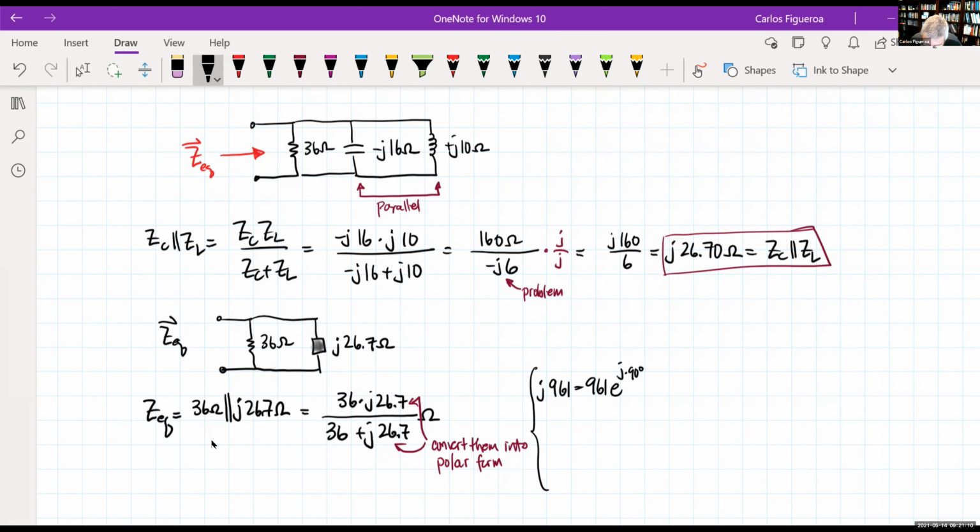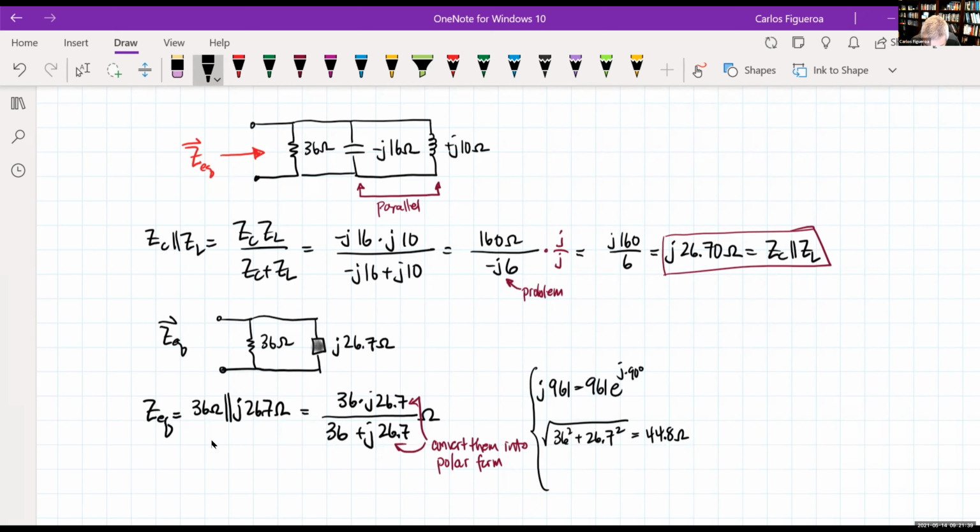We have to get the second one. So the second one, let's do this in polar form. Remember, I have to take the magnitude of this. So this is going to be the square root of 36 squared plus 26.7 squared. And this guy is going to give me 44.8 ohms.